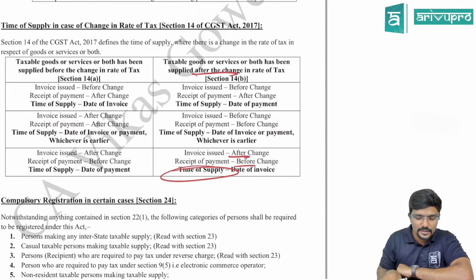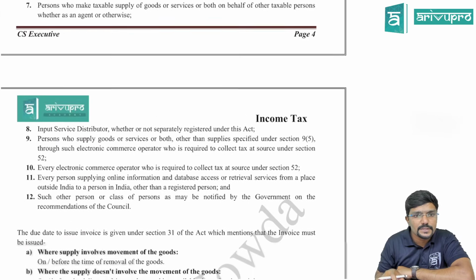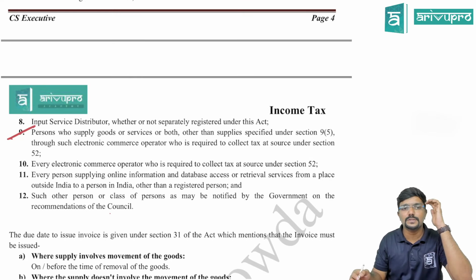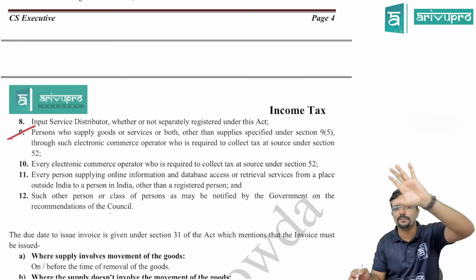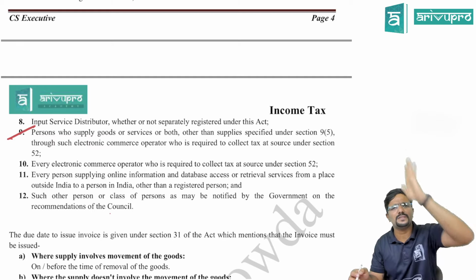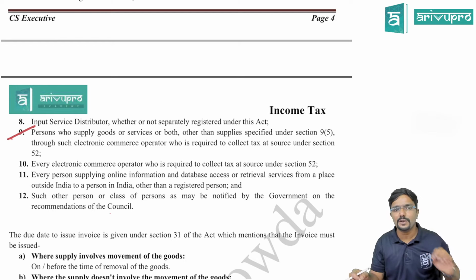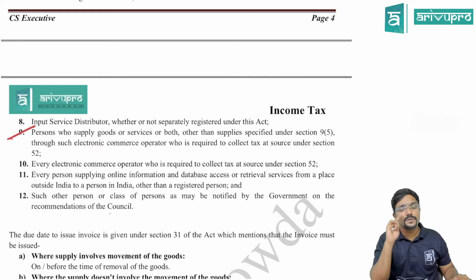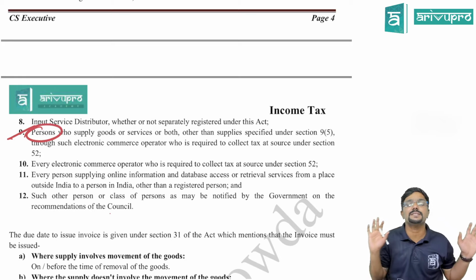You can observe in section 24, which is this point. Yeah, here, 9th: person who supplies goods or services or both, other than supply specified in section 9.5, because when 9.5 applies, the electronic commerce operator will pay tax, and he will take registration, not the supplier, through such electronic commerce operator. So other than 9.5, whatever you are supplying through an electronic commerce operator who is required to collect tax at source under section 52, who should get registered? The person, who is nothing but the supplier here.